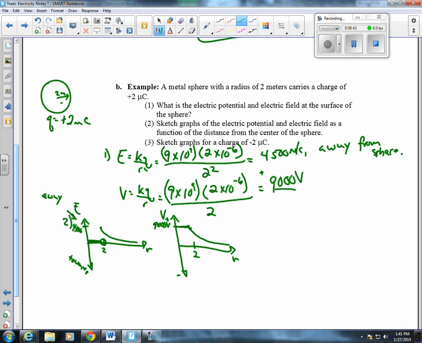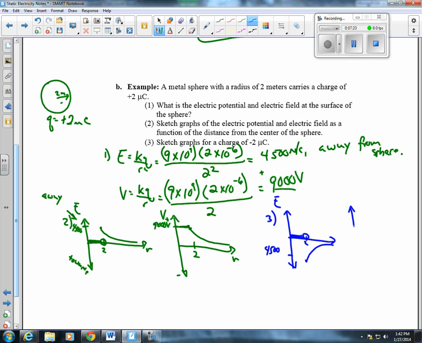Then, that was part 2. Part 3 says, what would it look like for minus 2 microcoulombs? All that would change is, remember we said below the axis for this is toward the sphere. For a negative charge, it's going to be toward it, but it's going to be the same amounts. The equations are going to be the same. So I'm going to mark down here 4,500, and r is 2. And then it's going to get weaker and weaker, go to 0 at infinity, and it's going to be 0 inside the sphere.